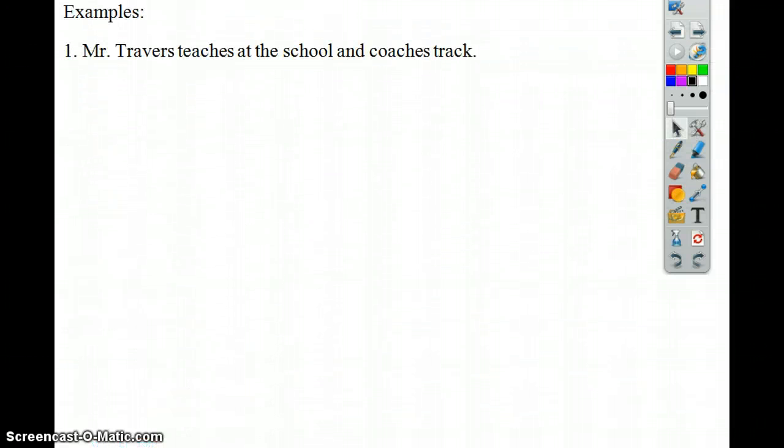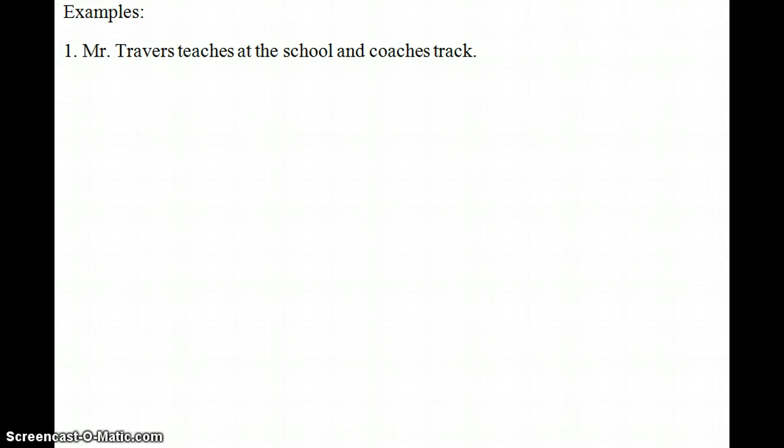The first one I want to take a look at is Mr. Travers teaches at the school and coaches track. The first thing I want you to do is find the fanboy. Hopefully you realize that the fanboy in that sentence, a coordinating conjunction, is and. So then I ask myself, what are the two compound elements, the two balanced things? Remember, if the and is an equal sign, what are the balanced things on either side? In this case, we have two verbs. Verb 1, he teaches, and verb 2, he coaches. So what we have here is a compound predicate.